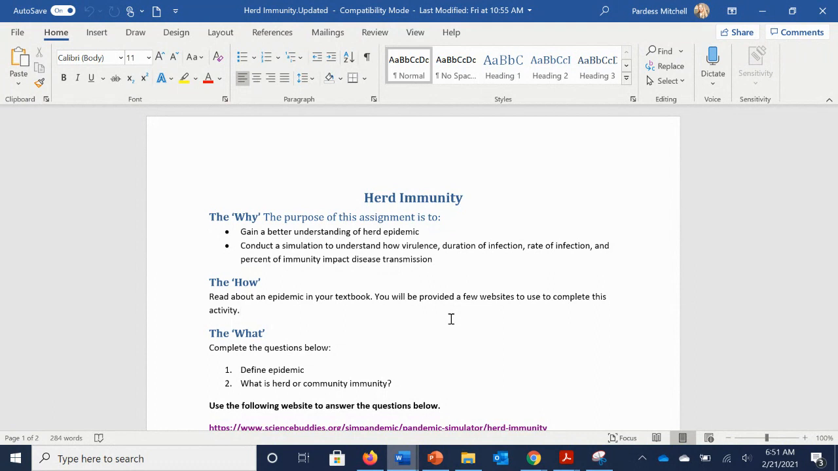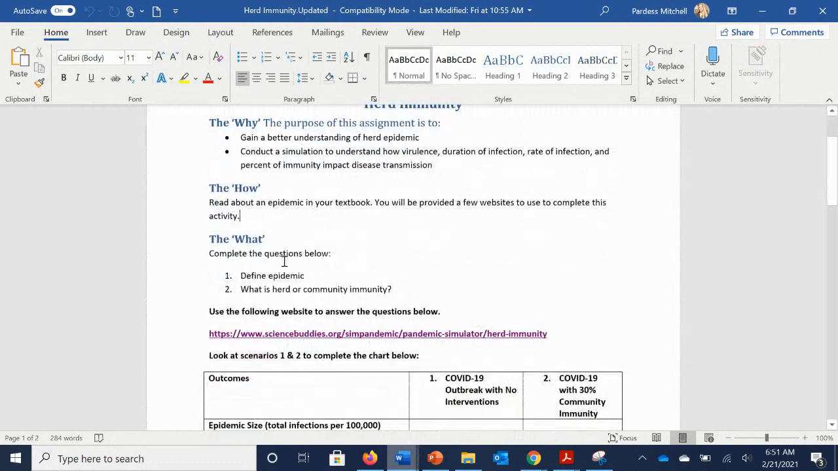So to complete this assignment, you'll need to read about epidemics and herd immunity in your textbook. And then I've also provided you some websites to help you complete this assignment. So first, you are going to define epidemic. You will write it here. What is an epidemic? And then for number 2, you're going to define what is herd or community immunity.